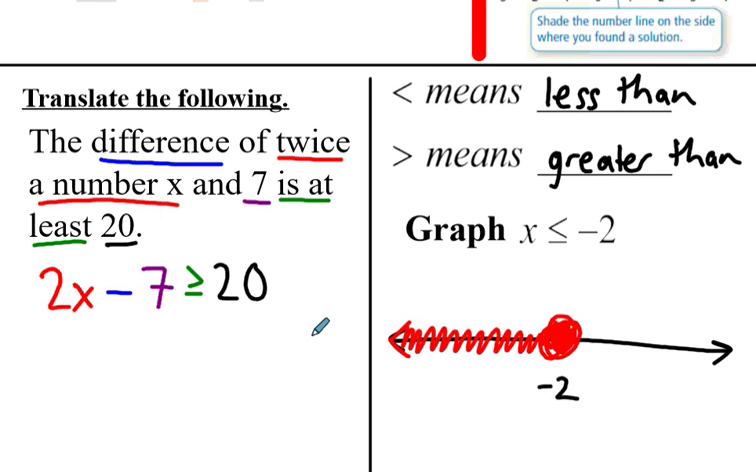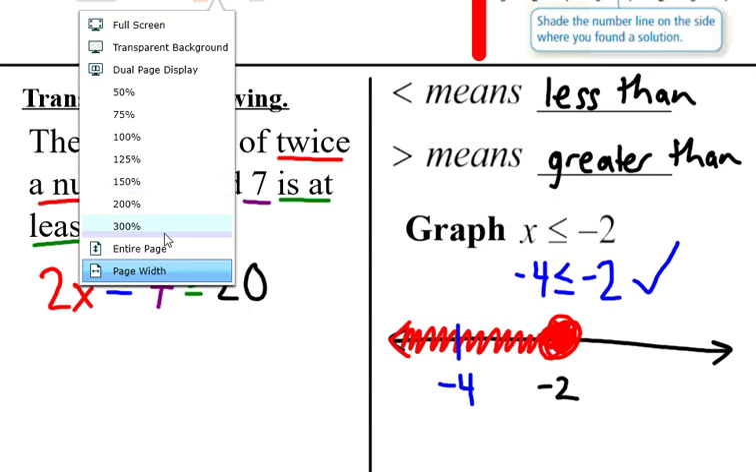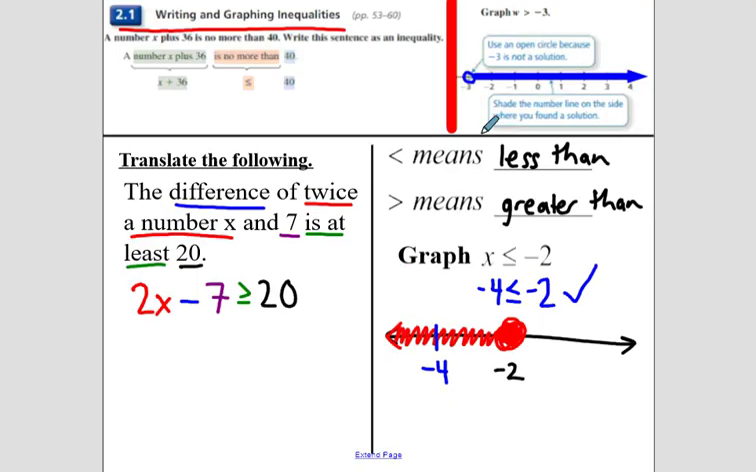Let's just pick, I don't know, -4 maybe. Oh, my screen's not working. So -4. If I pick -4 and substitute it in, -4 is less than or equal to -2. Is that a true statement? Indeed, it is. So we should be good. And that is section 2.1. We practiced on translating and then the beginning of graphing inequality statements.